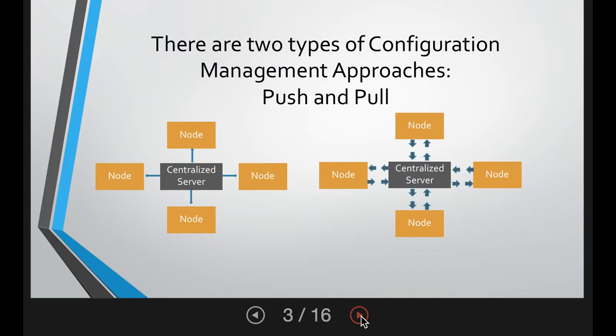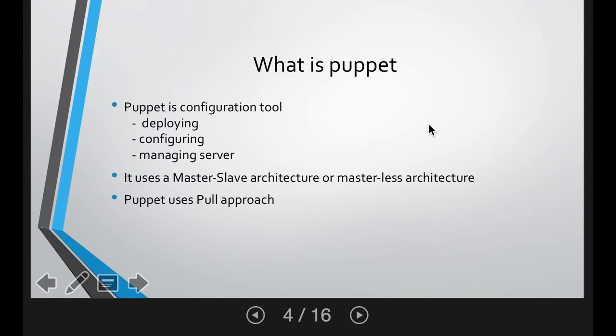The two types of configuration management approaches are push and pull. In push, a central server contacts the nodes with the updates periodically, and in pull, nodes request updates from the server using an agent, and the server replies to them with the updates if there are any. Puppet is a configuration management tool that uses the pull approach. It uses master-slave architecture, and it can also work with masterless architecture.